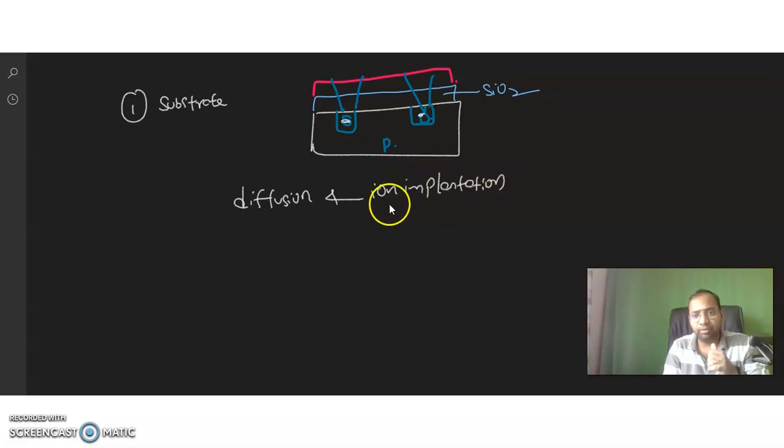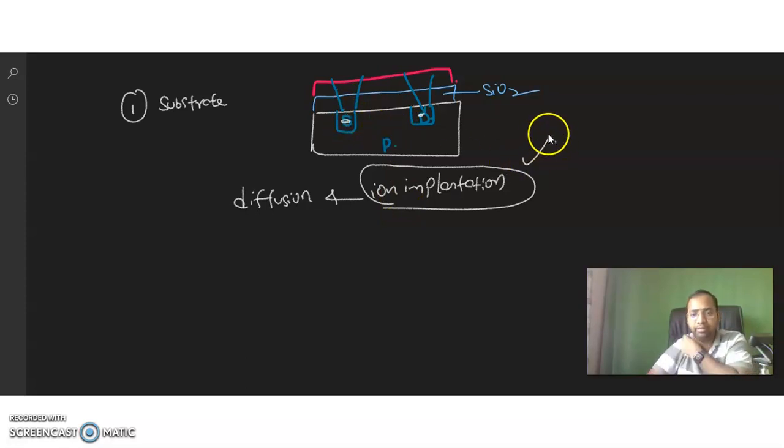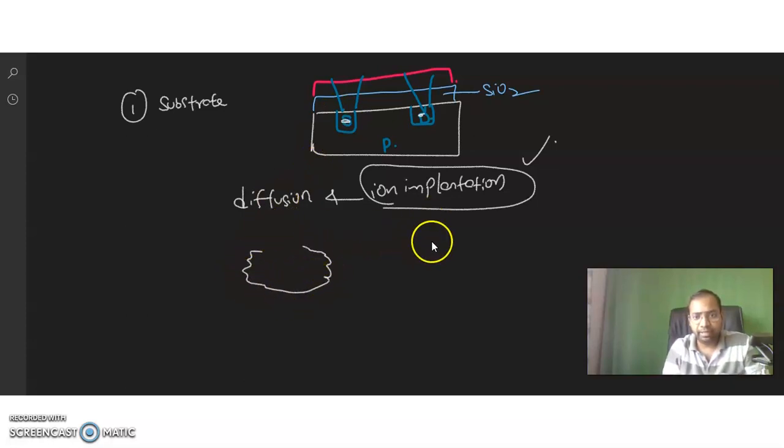Out of these two, the ion implantation method of doping impurities into the substrate is the most preferable one compared with diffusion. Why? If you do the diffusion process, the source will be formed like this, and if you do ion implantation, a fine doping can be done. Of course, we don't get it exactly like this, but somehow a fine and well-depth doping can be done into these windows. So it is one of the advantages of ion implantation.